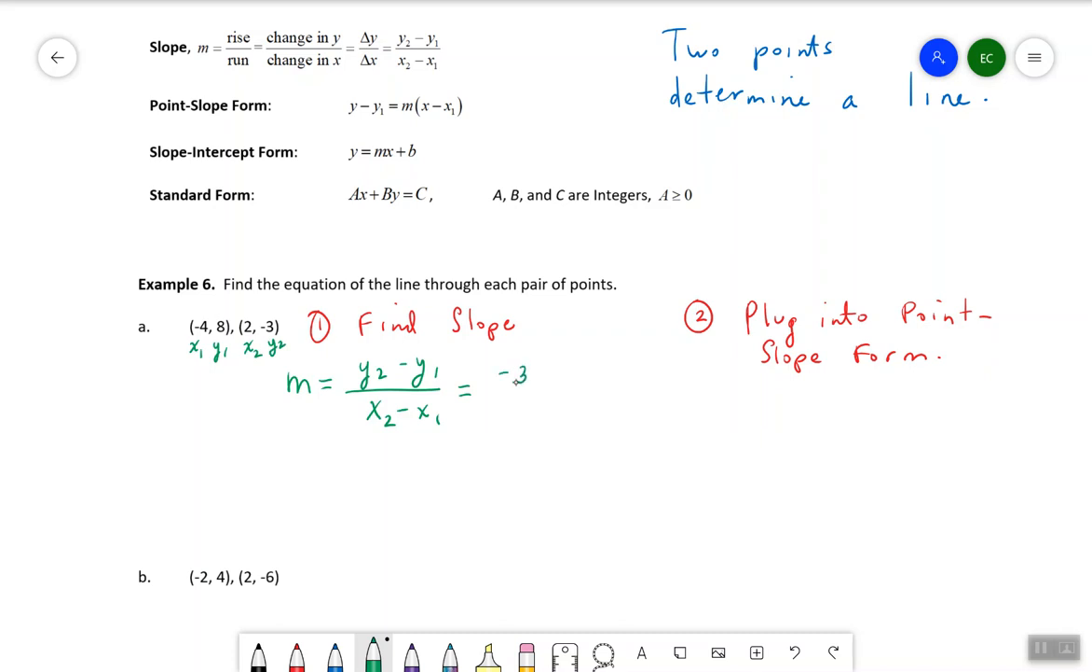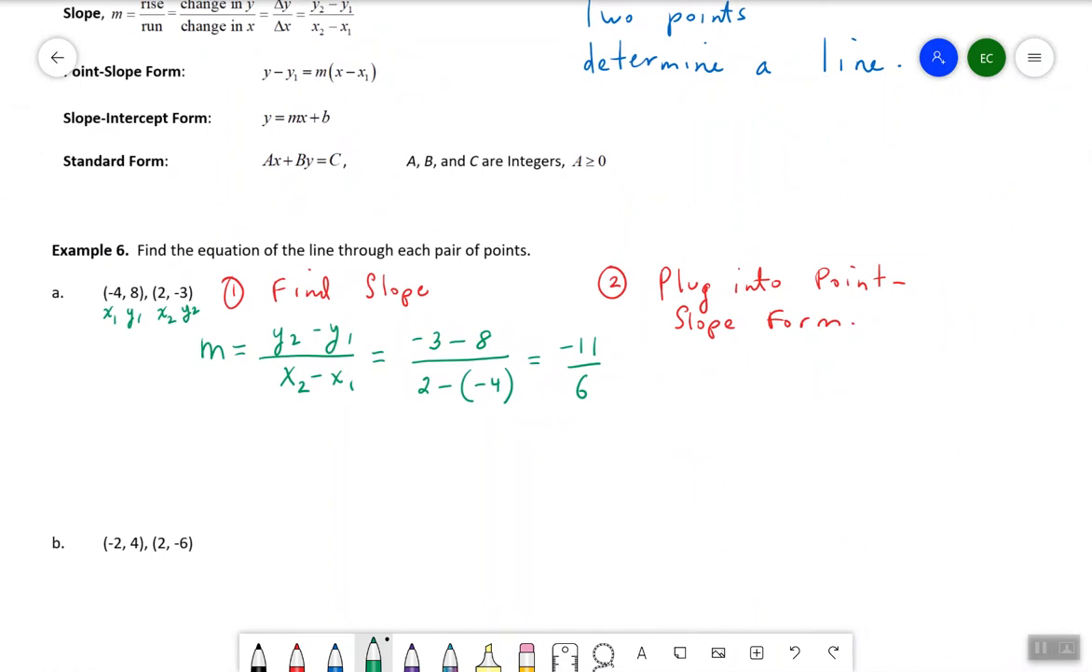So we have -3 minus 8 divided by 2 minus -4. And so that would be -11 over 6. And so there's our slope. Now we can take that slope and either one of the 2 points and plug into point slope form, just like we did in the previous video. Point slope form says y minus y1 is equal to m times x minus x1.